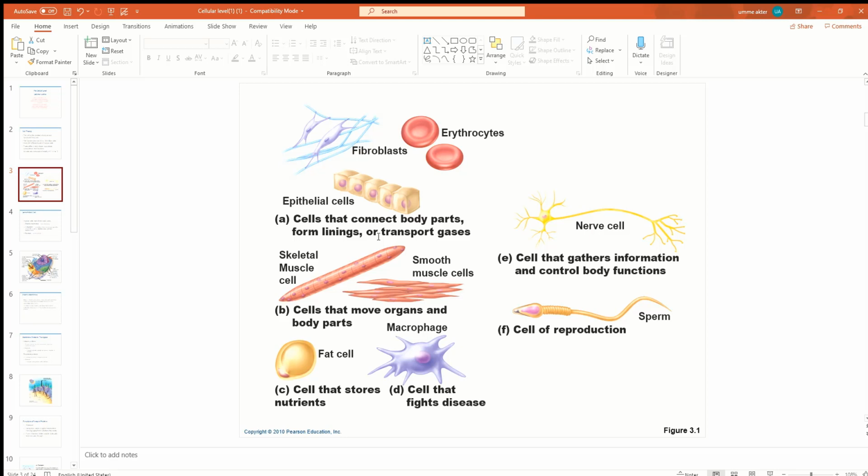Here you see a few examples of different types of cells. Although we have more than 200 different types, here you can see a few examples of how they could be different from each other. So first, top left, these two cells are fibroblasts, connective tissue cells. The most common type of connective tissue cells are fibroblasts, and they produce fibers. You see these are the fibers.